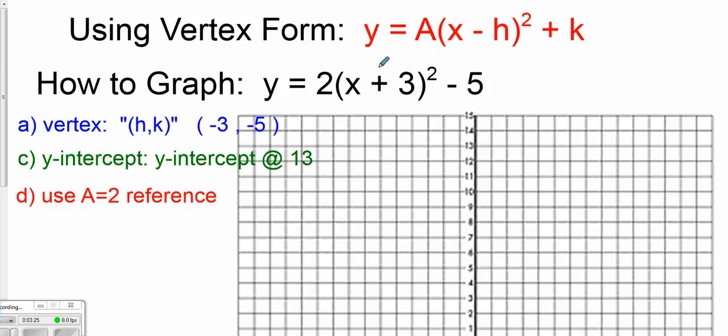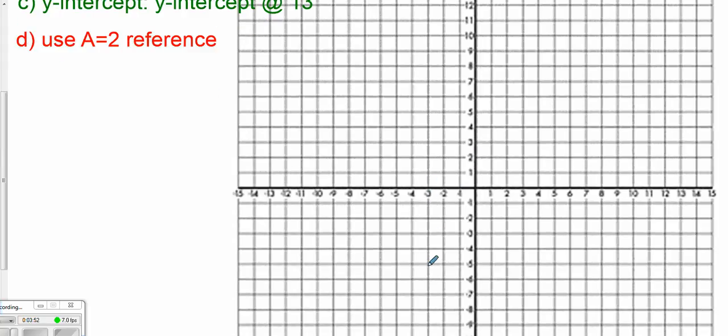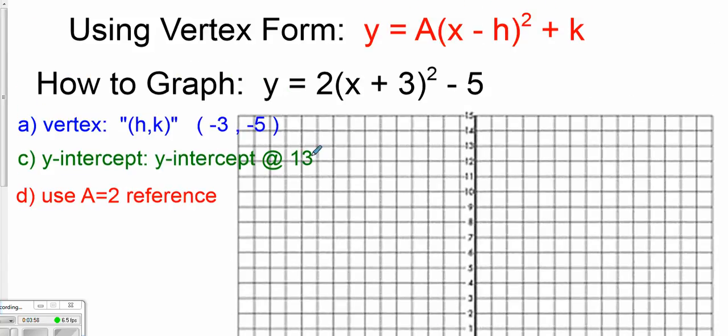Same thing if we wanted to try it without a equaling 1. So we just start from our vertex. If we have y equals 2 times (x plus 3) squared, and then subtract 5, we do the opposite of this one, so -3. We do exact this one, -5. So our vertex is at -3, -5. Our y-intercept, we have to plug in 0 for. So 0 plus 3 is 3, squared is 9, 9 times 2 is 18, minus 5 is 13. So our y-intercept is here at 13.